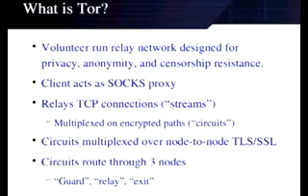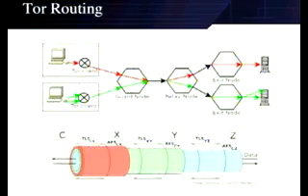These circuits then are in turn multiplexed and shared with other clients' routes over the node-to-node SSL/TLS connections. A circuit consists of 3 nodes. You have the guard, the relay, and the exit. Each one of those has somewhat special properties, which we'll be elaborating on later. This is essentially what a path through Tor looks like.